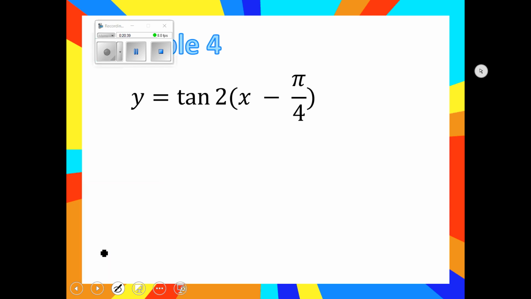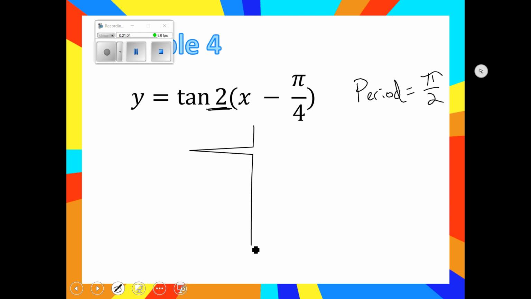All right. So first of all, what does this 2 mean? This is your period, okay? And we find our period in sine and cosine, you divide 2 pi by k, but with tangent, you're going to divide pi by the 2. So our period is now going to be pi over 2. But again, when we start to set this up, you want the y-axis to split your period in half. You understand what I'm saying about that?